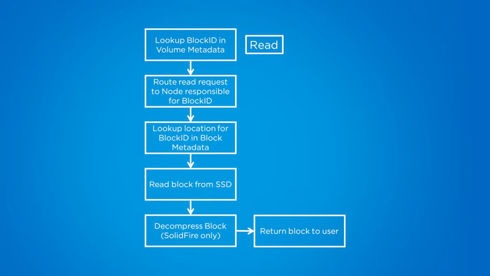If we look at the Extreme I/O and SolidFire data paths, we can notice some differences. For reads, the first lookup is to find the block ID in the volume metadata. This gives us the mapping of the block ID to the node. We then route that read request to the node responsible for the block ID. The location gets looked up in the block metadata, and the block is read from SSD. In the case of SolidFire, we decompress the block and we send the result back to the user.